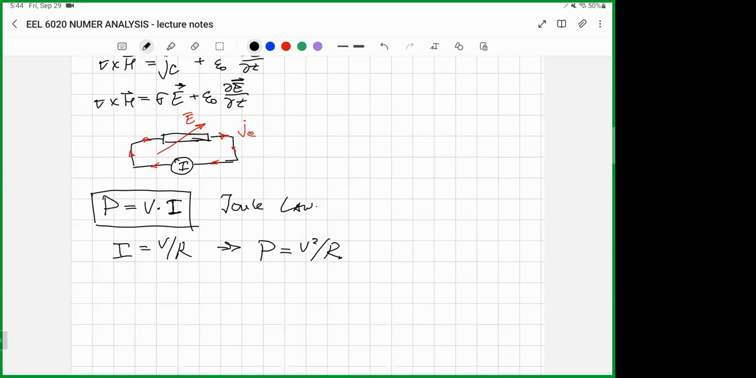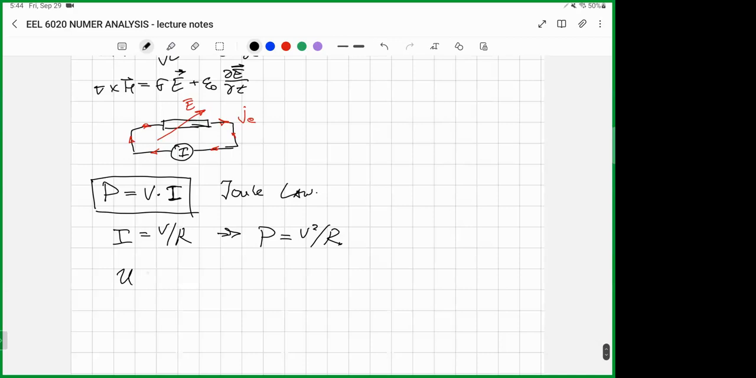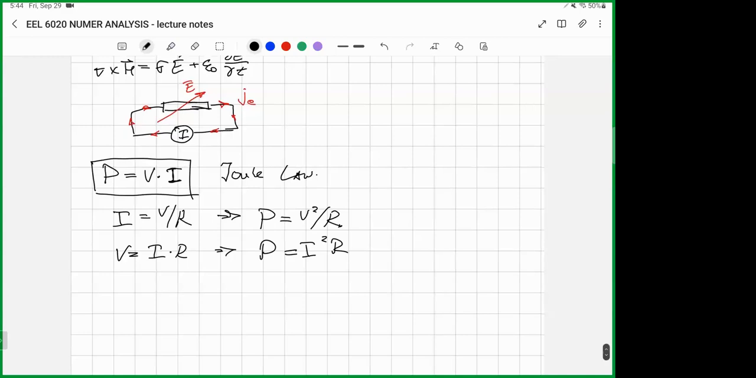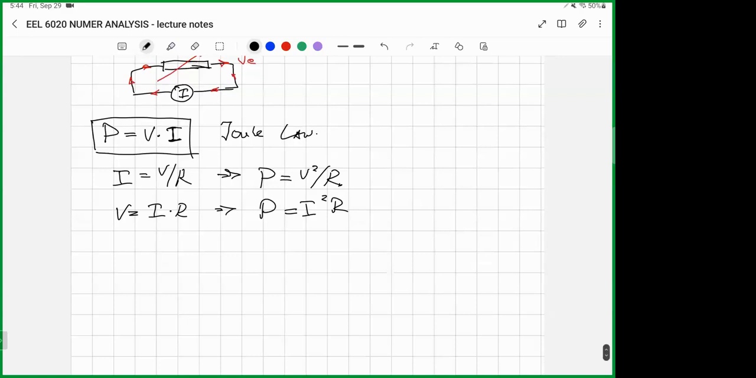Also, we can derive from Ohm's law that voltage is equal to I times R, and the same power can also be written as I squared times R. Basically, these three formulas can be used equivalently for the same circuit.